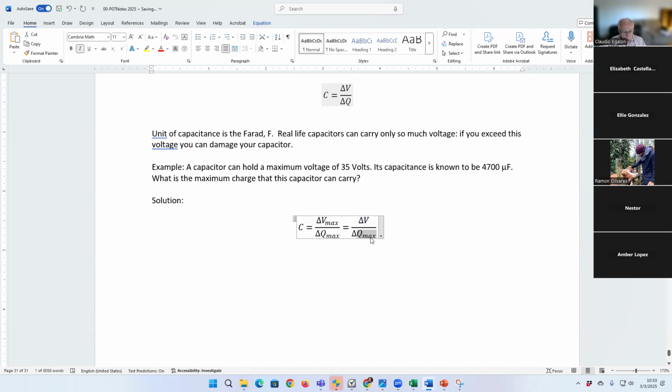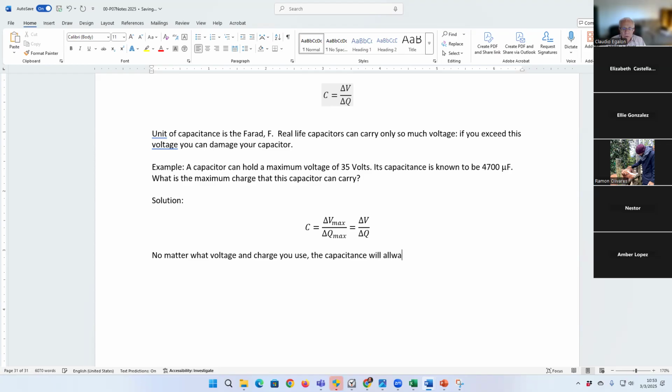The capacitance will always be the same. Okay, that's the nice thing about capacitors. That's the nice thing about this capacitance. Very important: no matter what voltage and charge you use, the capacitance will always be the same, okay? Keep that in mind. It's a constant of the device.